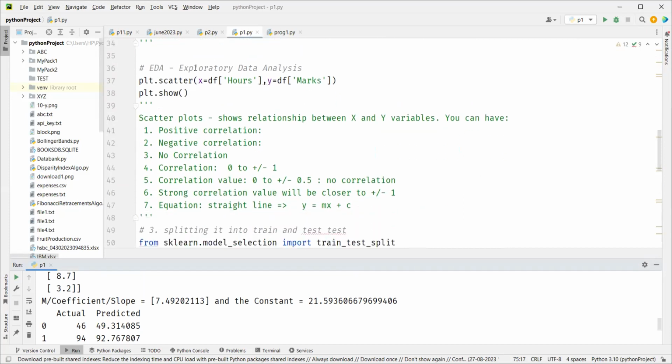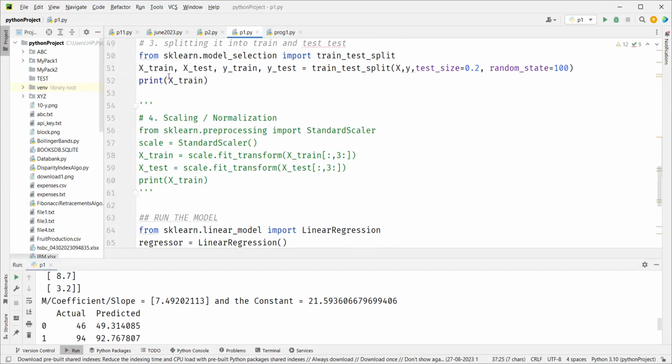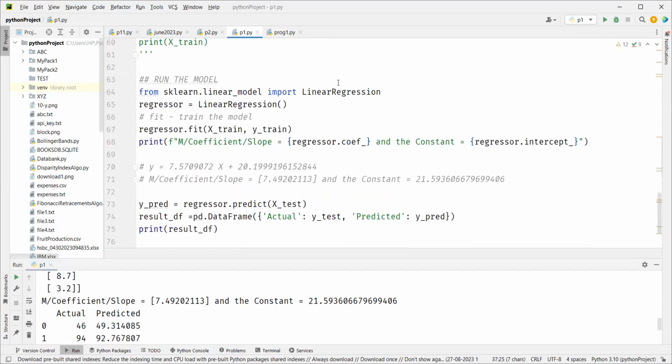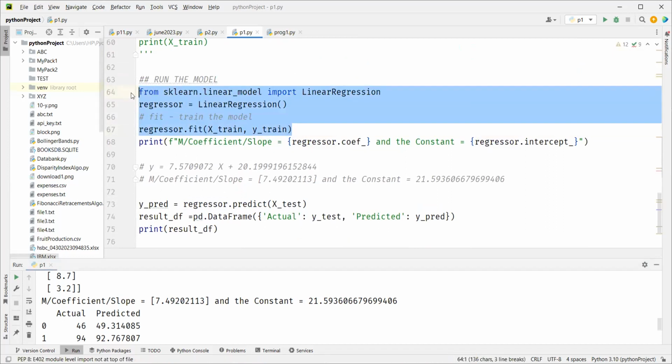These were the things that we did as part of our data pre-processing. Then we had a data set with just one X value, one independent variable, and the dependent variable marks. So we ran a linear regression model. How did we run linear regression? We called linear model from sklearn, which has the LinearRegression class. We created an object of linear regression and we did regressor.fit. This is how you train the algorithm.